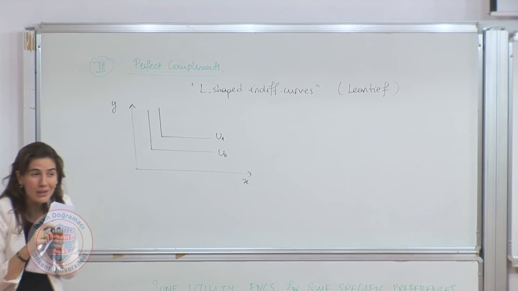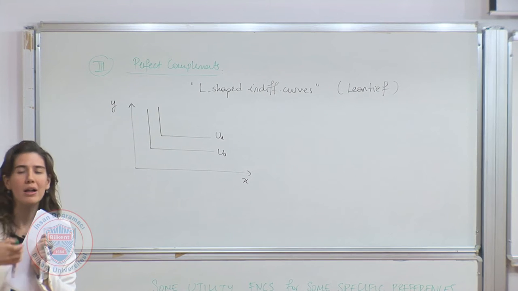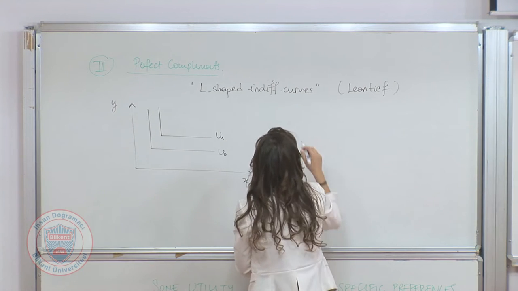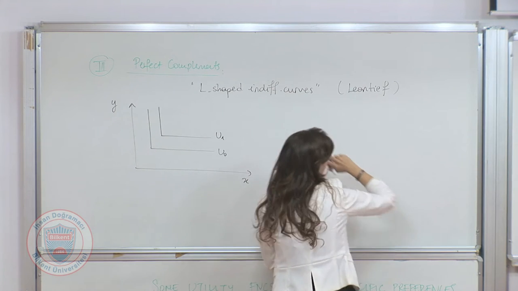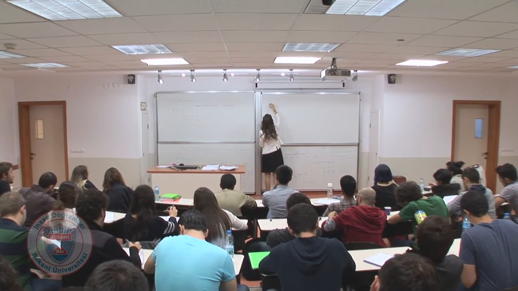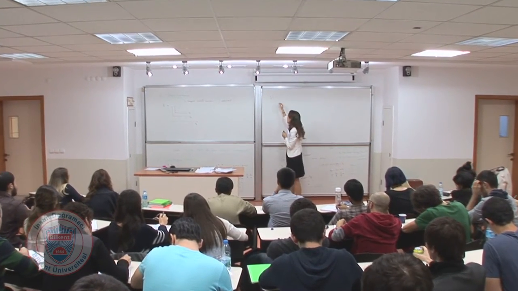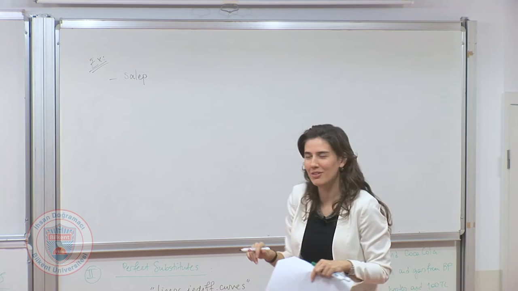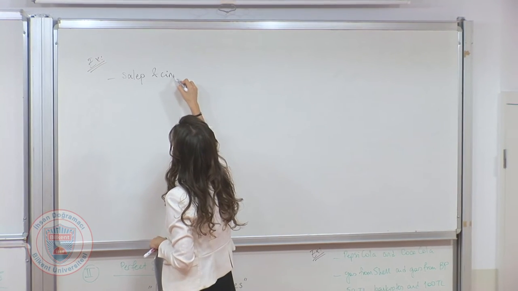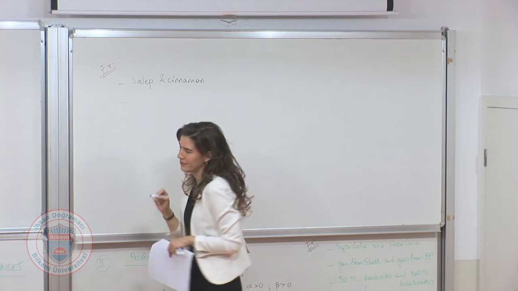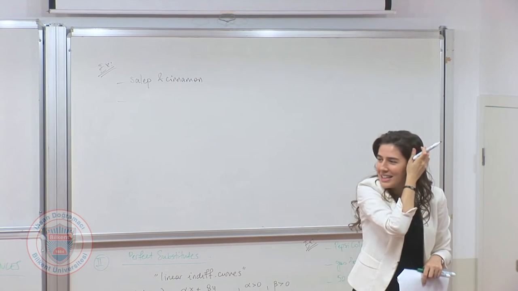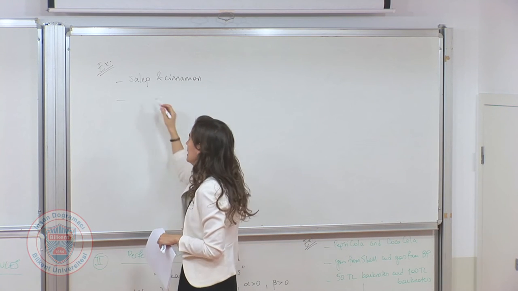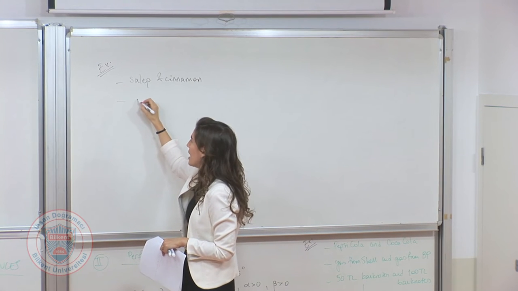Perfect complements are goods that go well together, okay? Just to give you some examples, and then I'll tell you the utility function. What are perfect complements? To give you some idea, for instance, salep and what? Cinnamon, right? What else? Guess. She's right. The very typical example, she's saying, is a pair of socks, right?